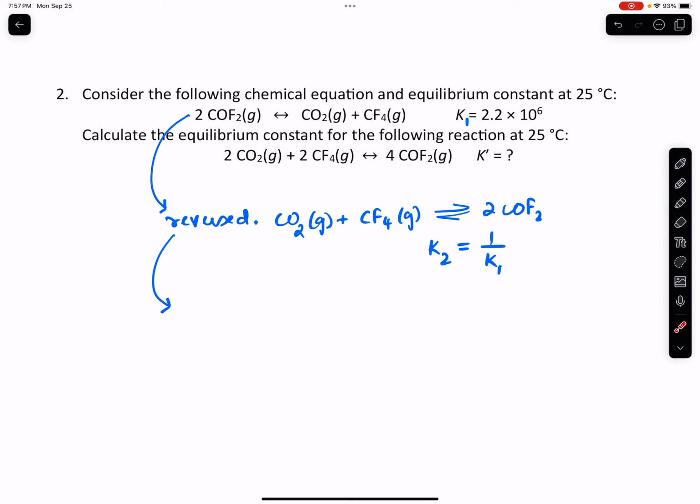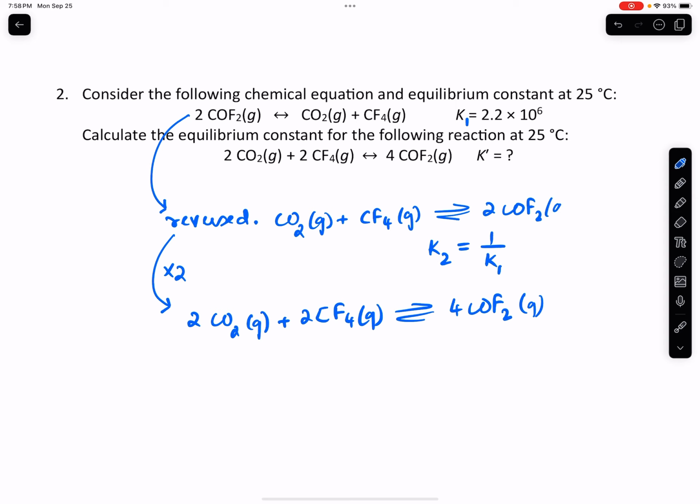That's how it works. Whenever you reverse a reaction or an equation, the equilibrium constant gets put under 1. Okay, so we're going to have that there, and then the next thing we want to do is multiply this equation by 2 across the board. So when we multiply by 2, we get 2CO2 plus 2CF4, which gives us 4COF2. I forgot to put gas on this.